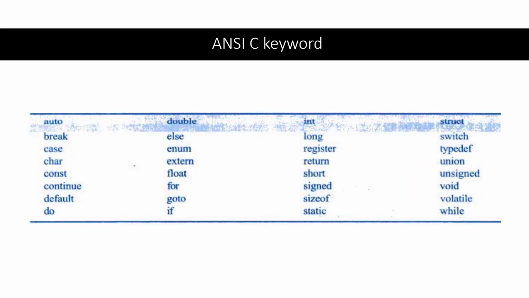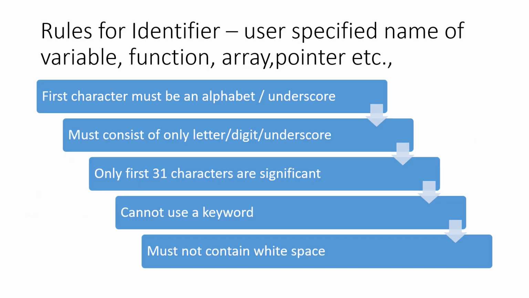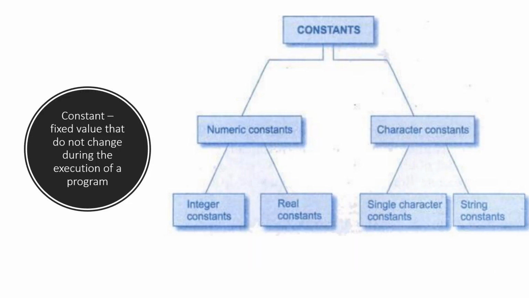Here are the 32 keywords, which are the inbuilt words available in the C language. Examples are auto, if, else, switch, void. They are all keywords available in C. For an identifier, we have certain rules to be followed. The first character must be an alphabet or an underscore. It must contain only letters, digits, or underscores. Only the first 31 characters are significant, and you cannot use a keyword as an identifier. It must not contain any white space.